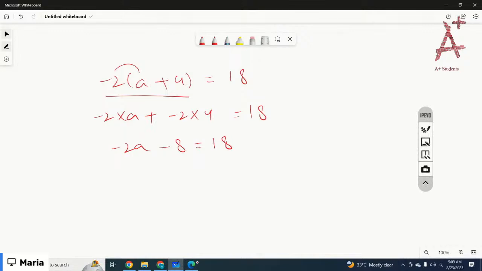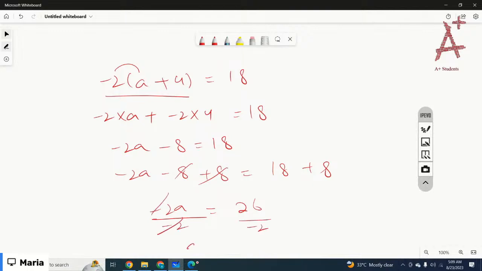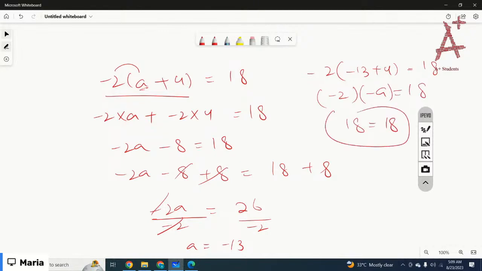You have to remove that negative 8, so you add 8 to both sides. It would be negative 2a equals 26. Divide both sides by negative 2, so a equals negative 13. You have to verify also. Let's replace a by negative 13: negative 2 times (negative 13 plus 4). Negative 13 plus 4 is negative 9. Negative 2 times negative 9 is positive 18. You can see both sides are exactly equal.